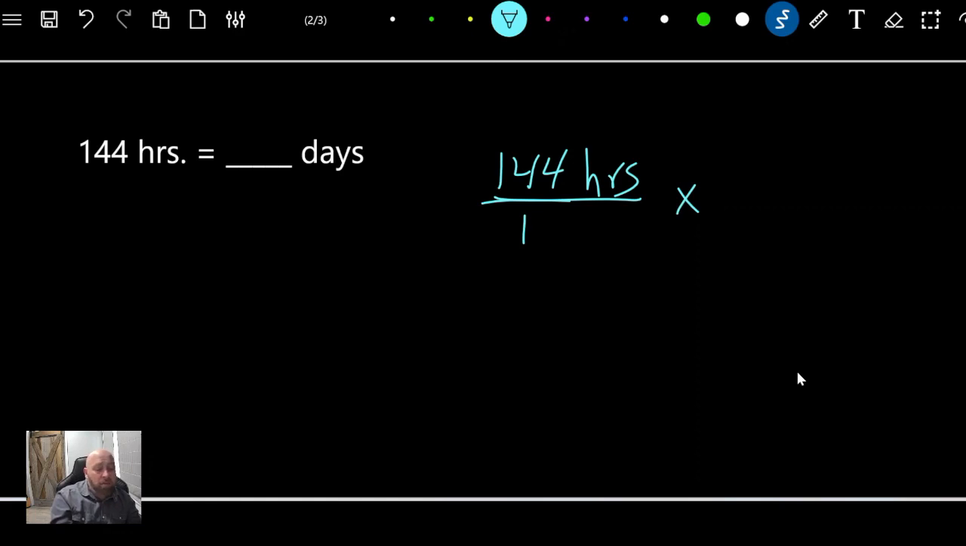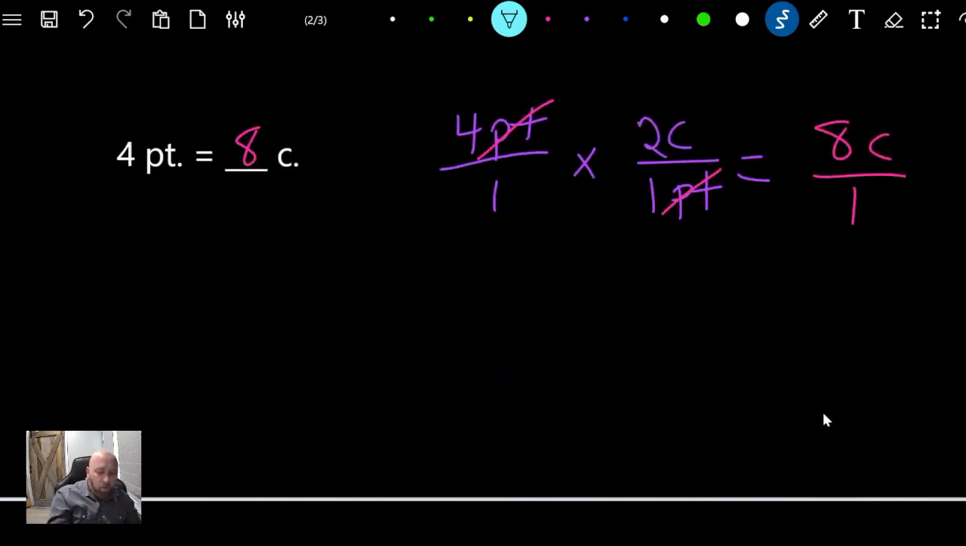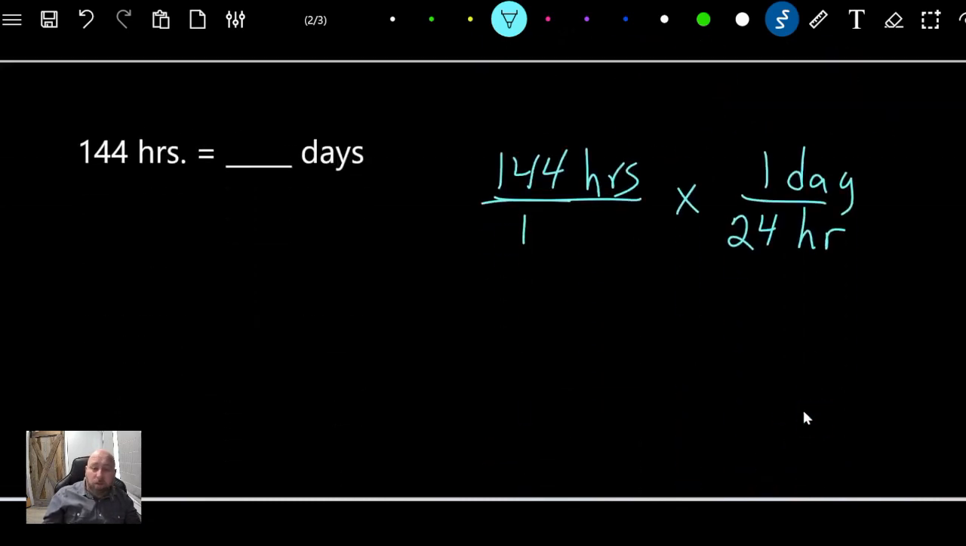And now we need to know how many hours are in a day. There's 24 hours in a day. Now, always write your hours in the bottom. See, this is where you might get confused. So remember, there was 24 hours in one day. Now notice on the last one, we ended up with 1 in the bottom and 2 in the top. In this one, we end up with 1 in the top and 24 in the bottom.